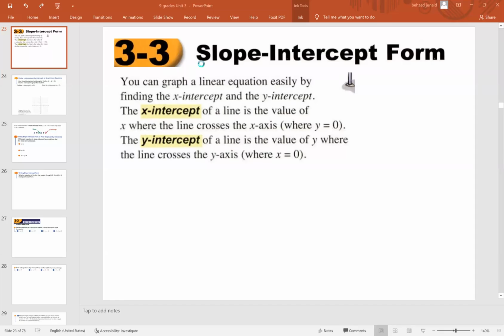Hello everyone, in this lesson we're going to explain slope-intercept form. You can graph a linear equation easily by finding the x-intercept and the y-intercept. The x-intercept of a line is the value of x where the line crosses the x-axis, where y equals 0. The y-intercept of a line is the value of y where the line crosses the y-axis, where x equals 0.